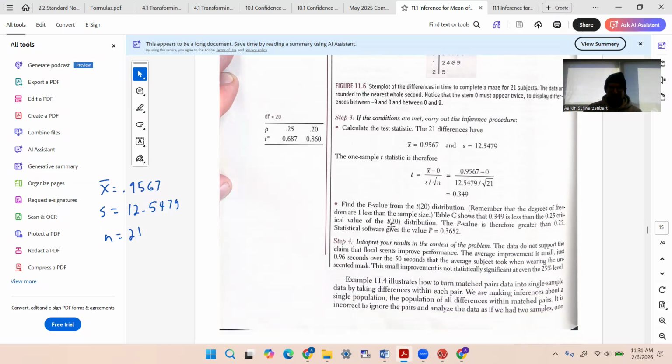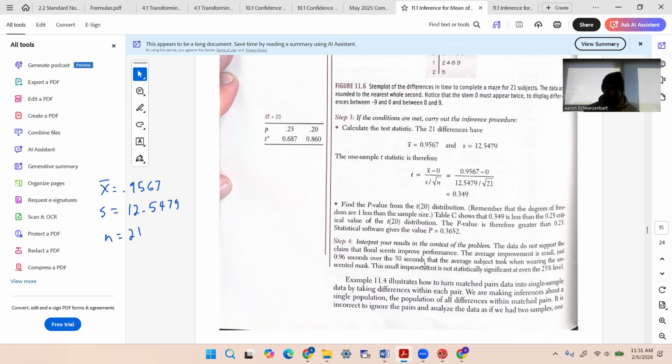With a p-value of 0.36, the data does not support the claim that fluorescence improved performance. I would fail to reject, and it's important to say it in this way. I would fail to reject H naught or conclude HA. Notice they do not say the data says it doesn't. The data does not support the claim. Okay? It doesn't say it doesn't improve. It just says our data does not support the claim that it does improve.